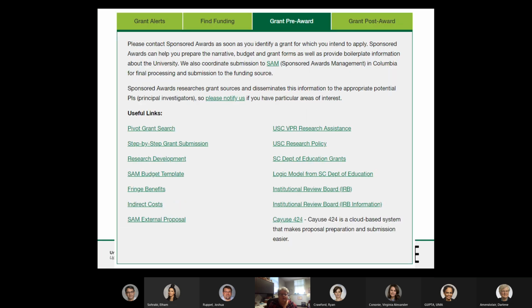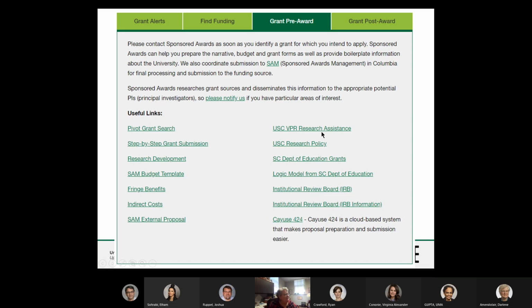Then under the pre-award page, again, some of the same stuff: Pivot, the research development page. Sponsor Awards Management has a budget template that is helpful. It's an Excel spreadsheet that you can download. They also have an external proposal preparation guide. So I have links to all of those things. Grant pre-award includes everything that you do before you actually get the award.